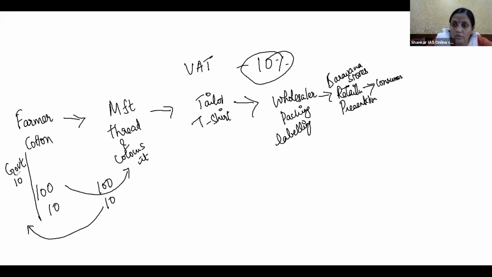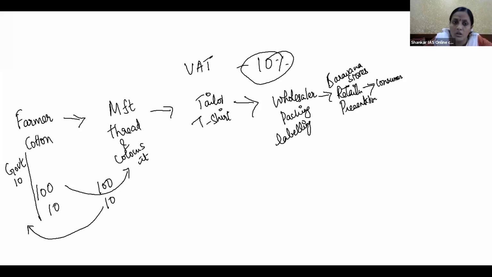Have we understood what we have said so far? The farmer has produced cotton. He is selling it to the manufacturer. The cotton's value is 100 rupees. But when he is selling it for 100 rupees, he has to collect 10% of the value of it as the VAT. So he has collected the 10 rupees, but he gave the 10 rupees to the government.